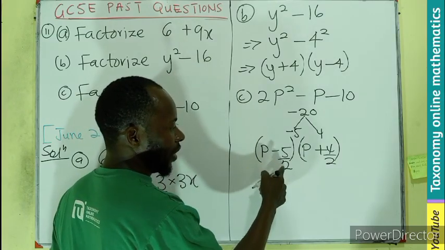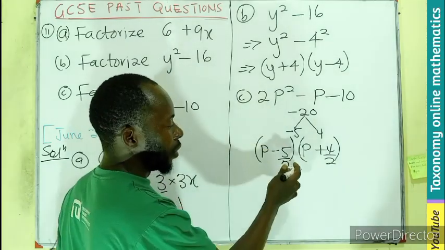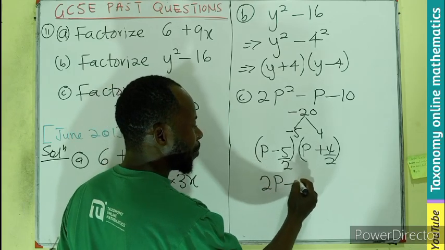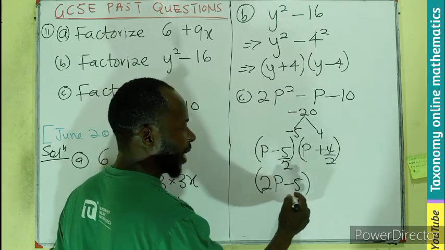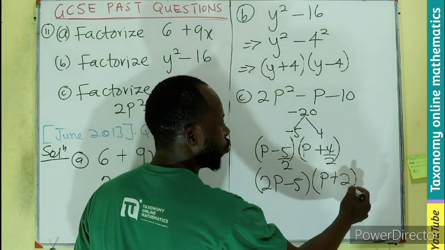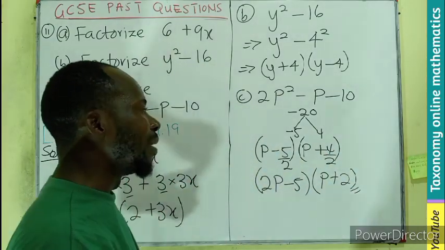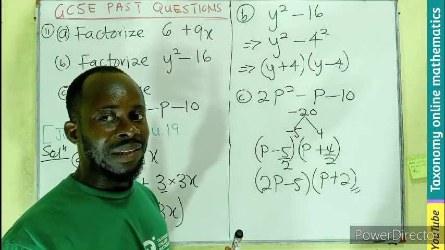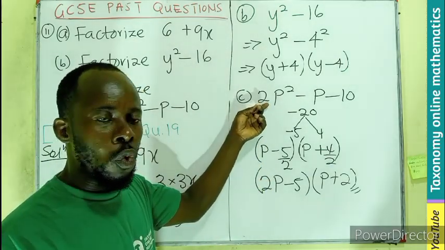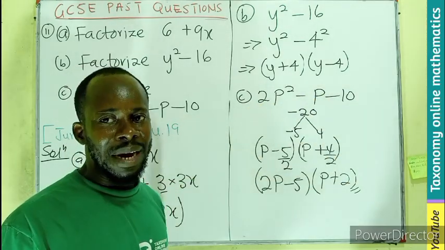And you know, in this case, 2 cannot divide 5. So we shift it to multiply the p. So 2p minus 5 in the first bracket. 4 divided by 2 will be 2. So this becomes the simplified version, or better still, the factorized version of 2p squared minus p minus 10.